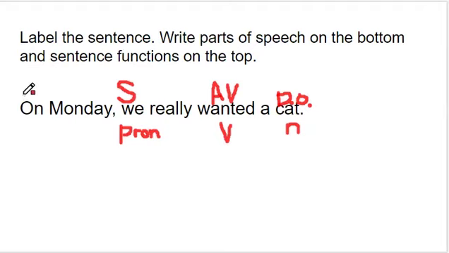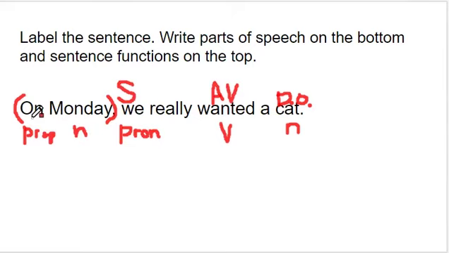So on Monday, see how those words kind of go together? That's a little prepositional phrase, right? We've got on the box, in the box, around the box. So this is a preposition. Okay, Monday is going to be a noun. Remember, a preposition takes a noun or a pronoun, pulls it into the sentence, and shows a relationship between that word and something else in the sentence.